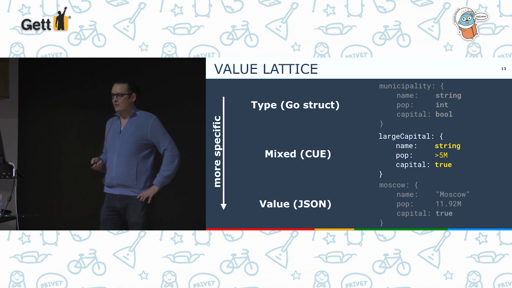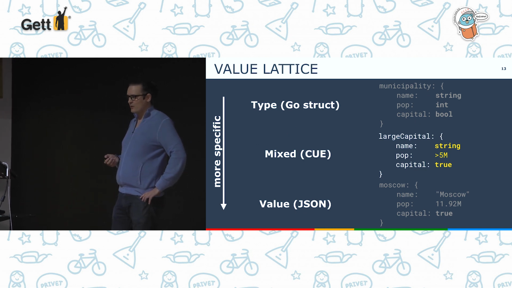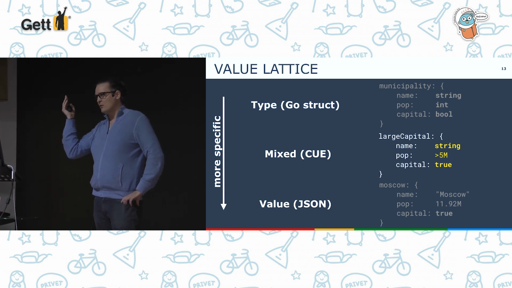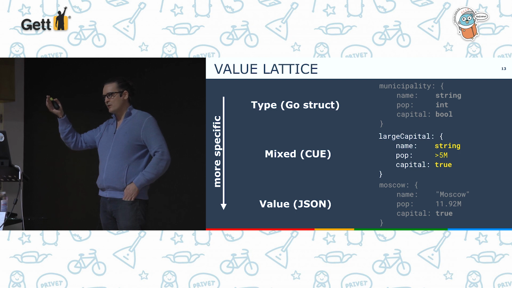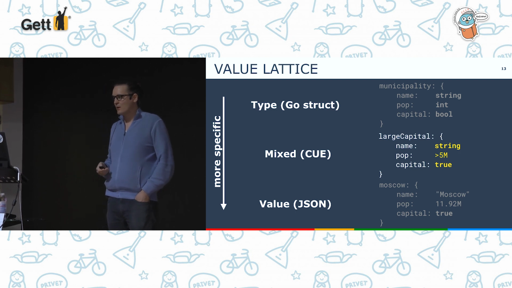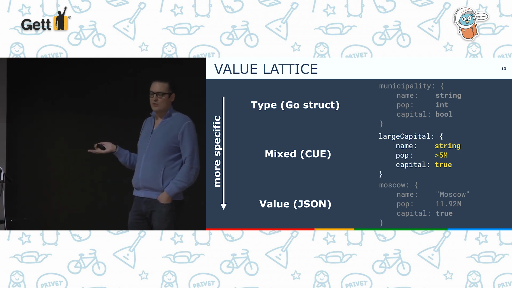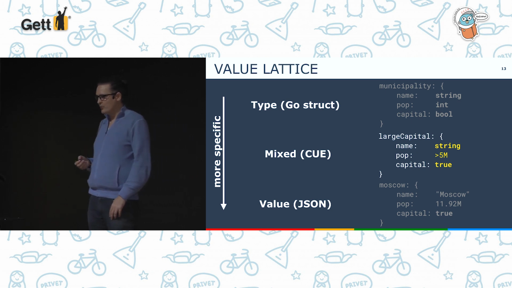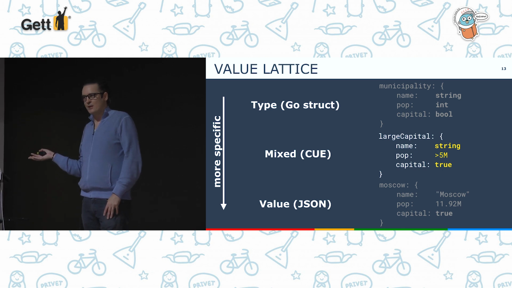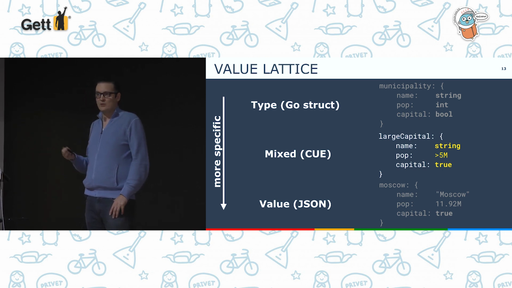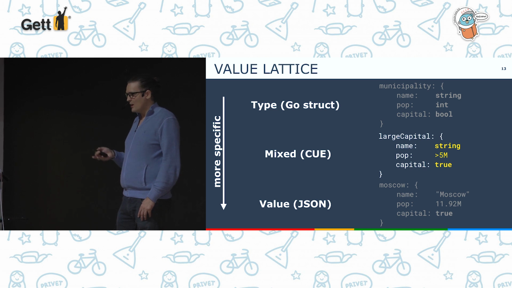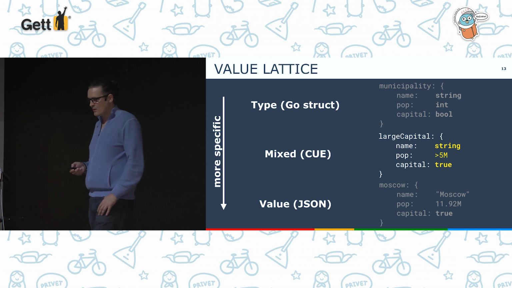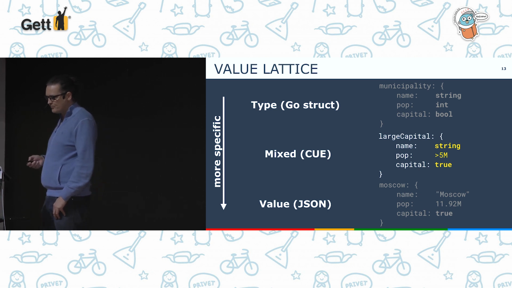So what does that mean for these concrete examples I showed before? At the top here, we're going from least specific to more specific toward the bottom. At the top you see our municipality, which is, let's say, our Go type, any value. Then an instance of that, if you will, is the large capital, which is a type of municipality. And then an instance of that is our Moscow struct, which is more the JSON value. And then it cannot get more specific than that.